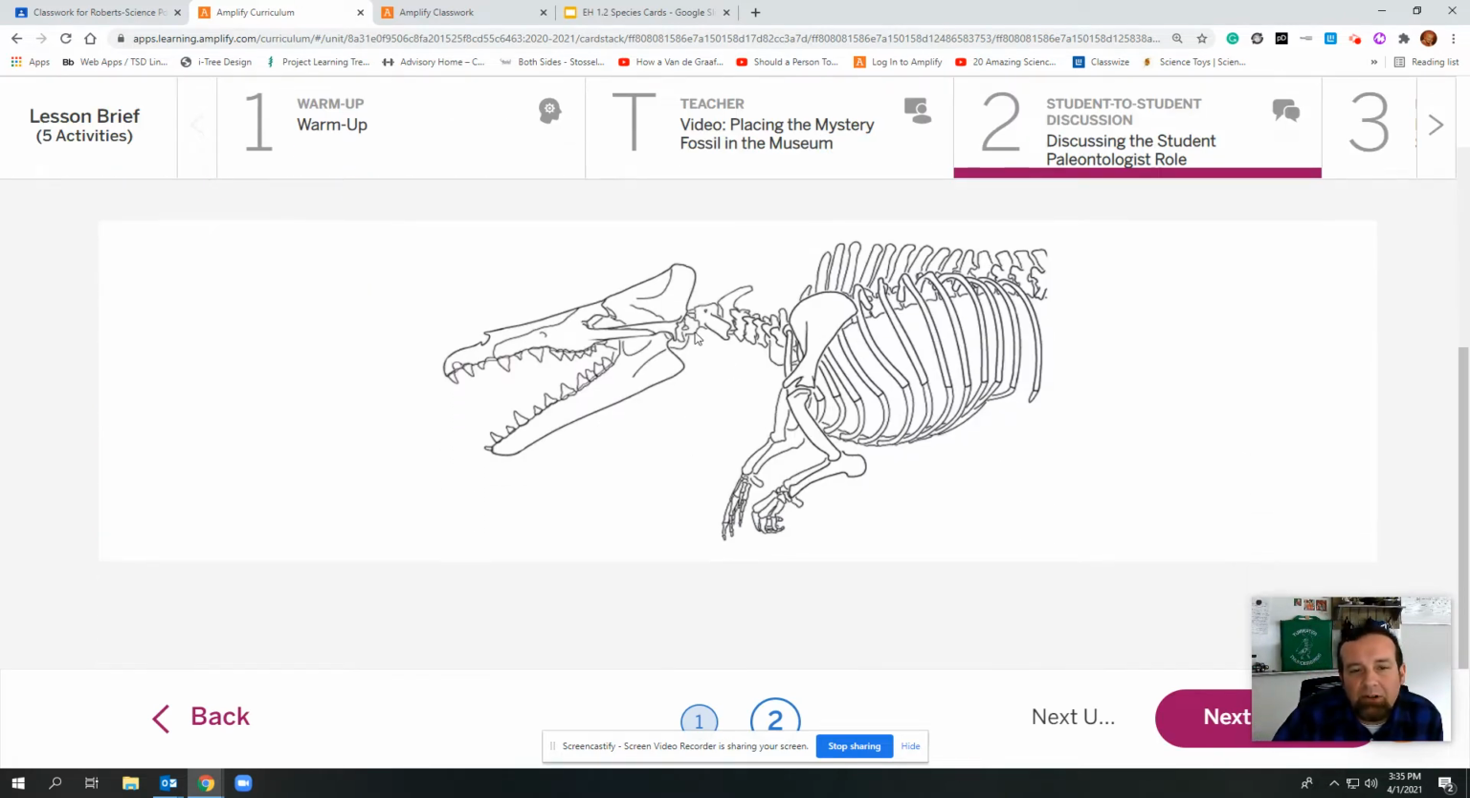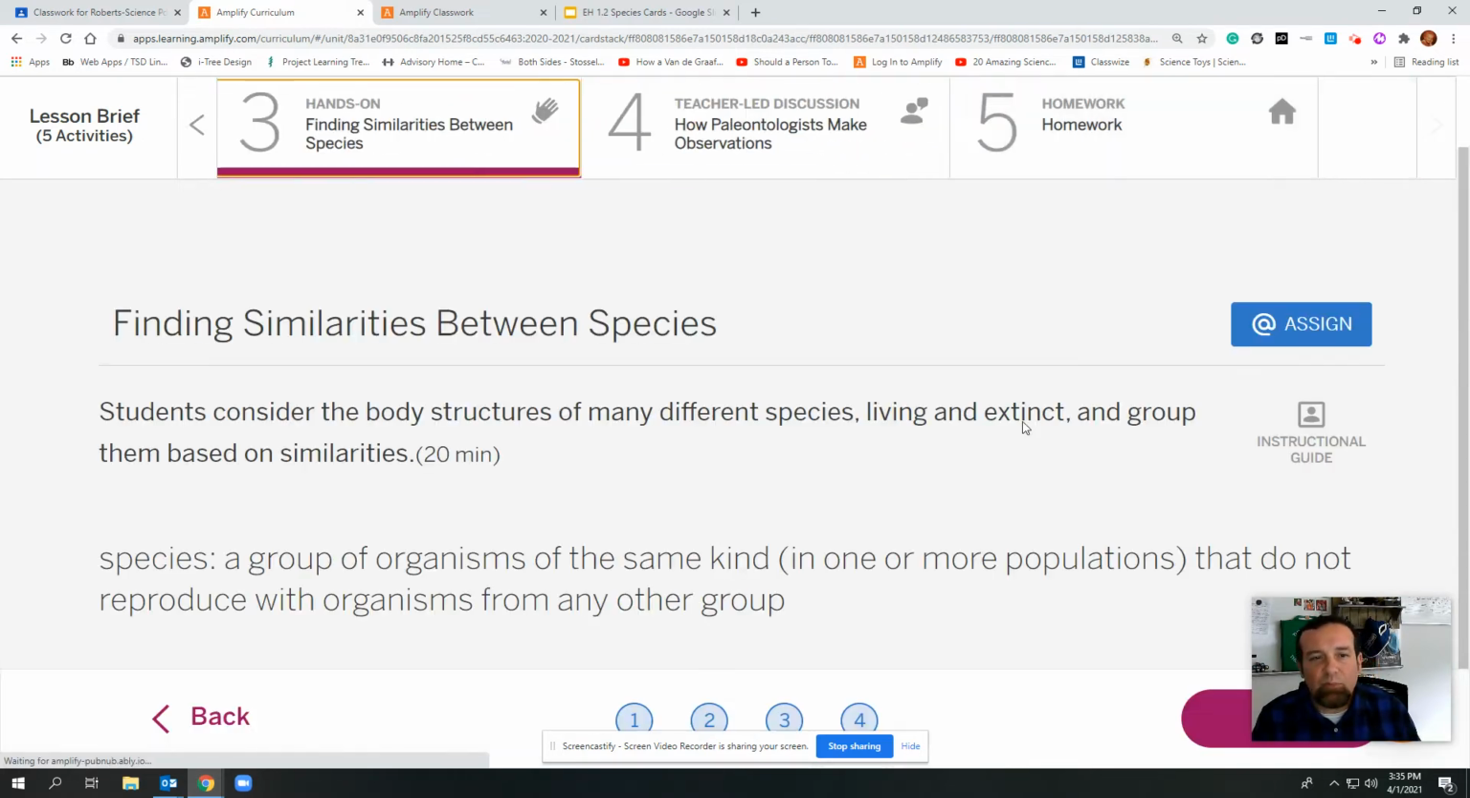So again, this is our mystery fossil, and we're going to see this throughout this unit as we try to discover what this mystery fossil is. If you watched the video during the Zoom or ahead of watching this video, you'll know that this is kind of the fictional story that we have. We have this fossil that we've discovered, and we're trying to place it in a museum. So that'll give us an opportunity to practice being paleontologists and looking for similarities in different bone structures of these ancient animals. So let's dive into the hands-on portion.